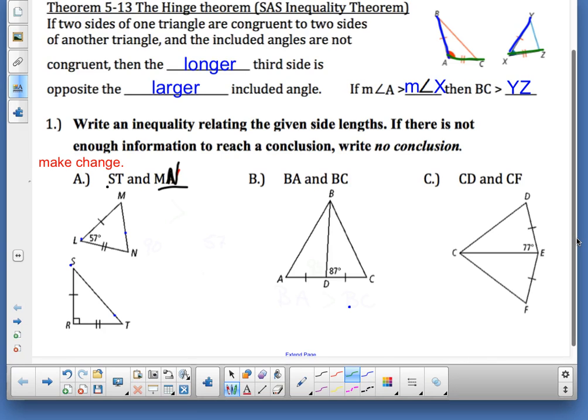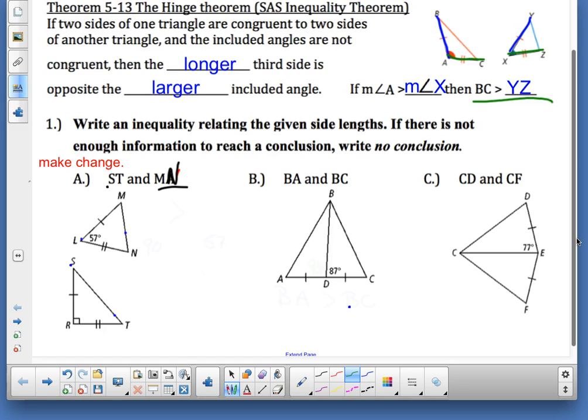We're asked to conclude, knowing that angle A is bigger than angle X, we look at it and we can say, because BC is across from angle A, BC is bigger than the segment across from angle X, YZ. And we can say that in our conclusion.